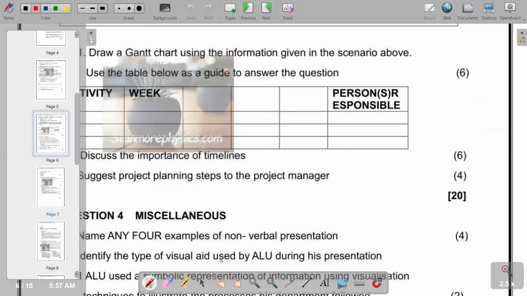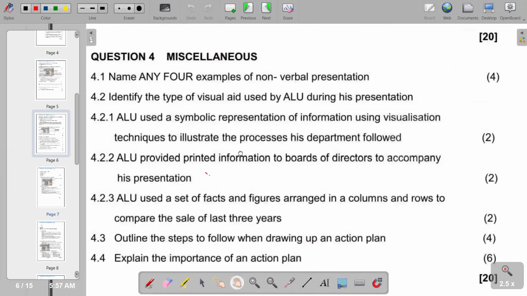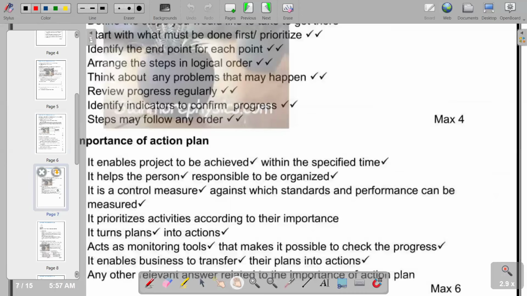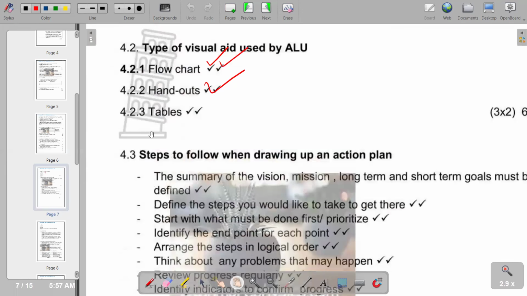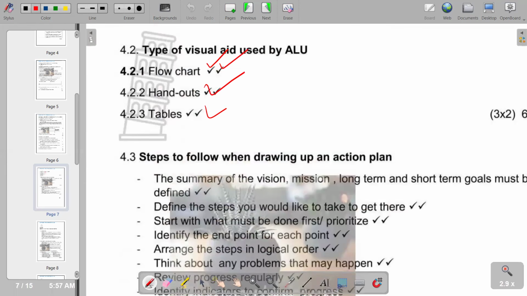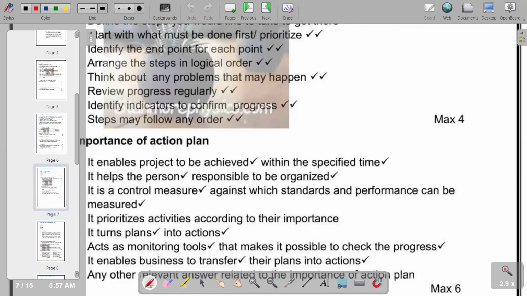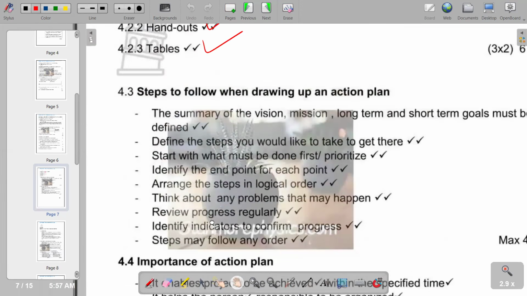And on the next part, which is now 4.2.3, ALU used a set of facts and figures arranged in columns and rows to compare the sales of the last 3 years. So this is obviously the table. So we are saying 4.2.3, we have our tables. Then in terms of the next question, outline the steps to follow when drawing up an action plan. So when drawing up an action plan, these are the steps to follow.